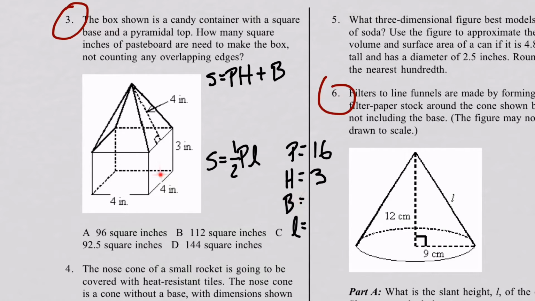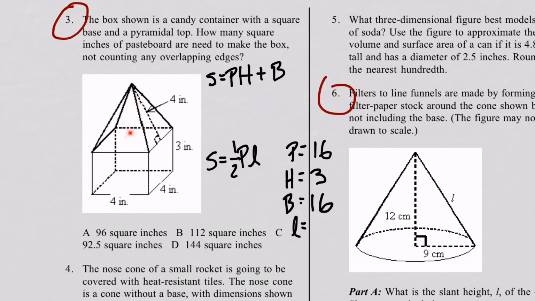So in this case, what you have in the base is a square, so the area of that square is 4 times 4, right? Length times width, which is 16. So the area of the base happens to be 16 also, just like the perimeter. And finally, L stands for the slant height, which is given to me in this case, right?